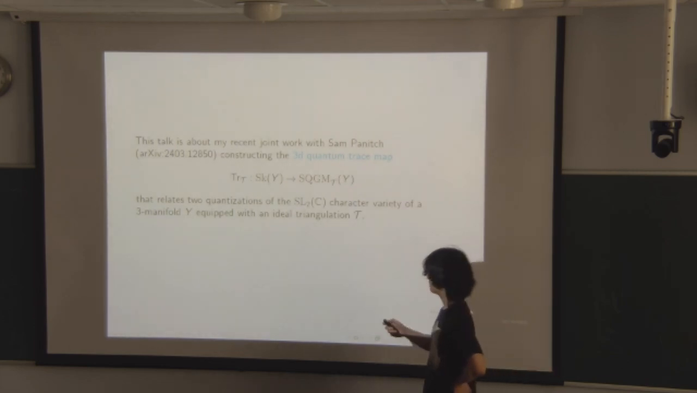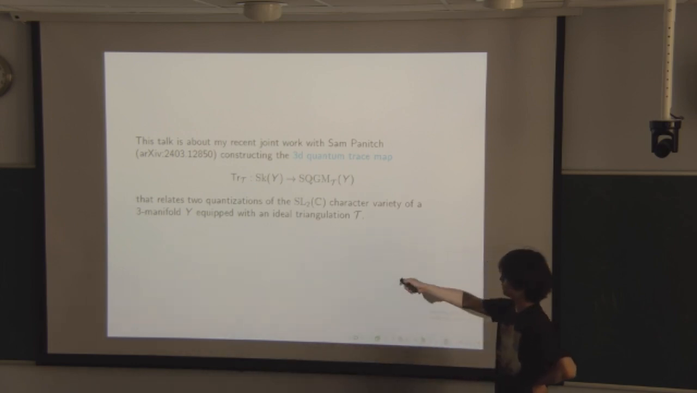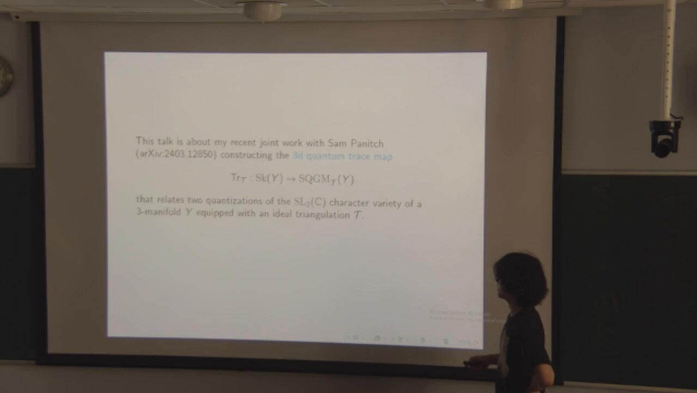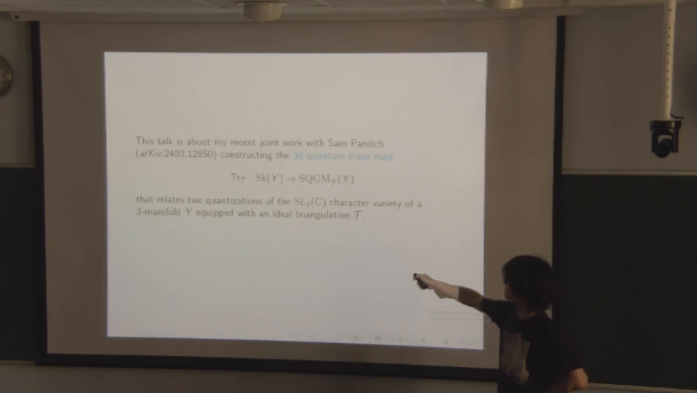One is the Kauffman bracket skein module, which we've already seen in a few talks yesterday. And the other one is something that's sometimes known as the quantum gluing module, which is a module or a vector space that can be assigned to a three manifold equipped with an ideal triangulation.